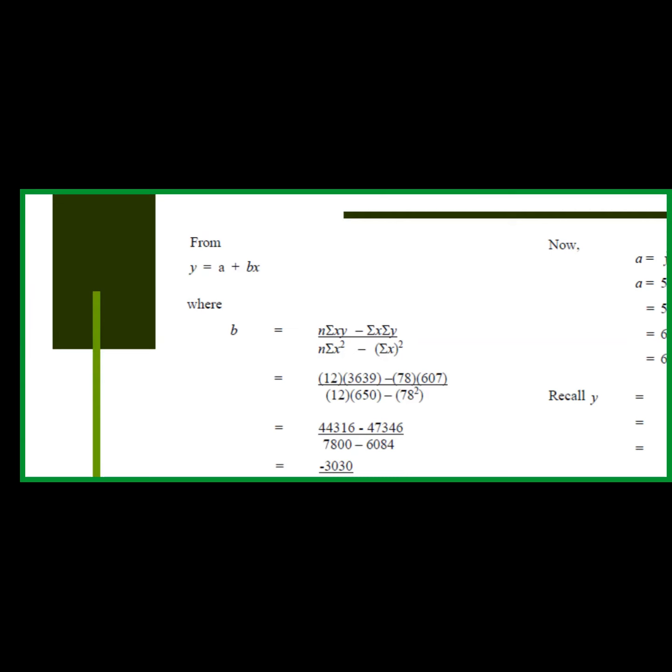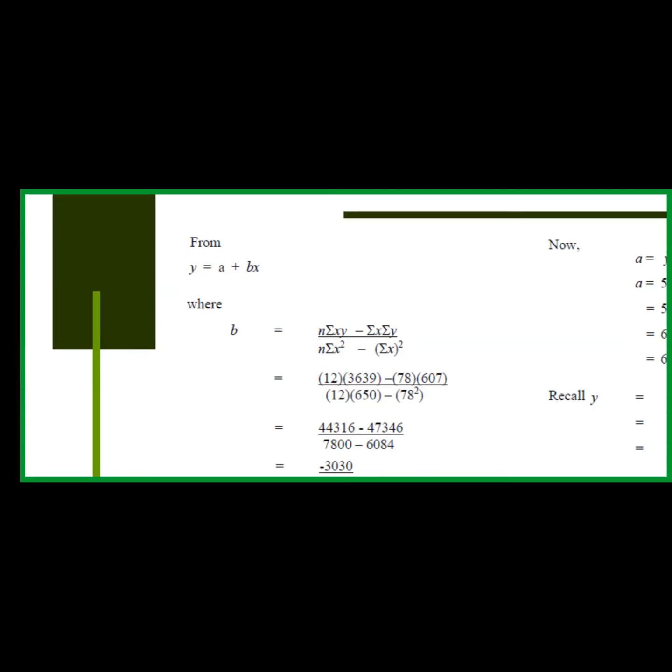Summation of XY is 3,856. Hope you're writing it in your notes. We're writing the formula, we're already solving it. Please write it in your notes. So it is 12 times 3856 minus summation of X, which is what?